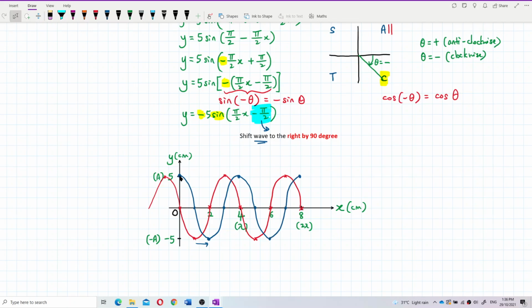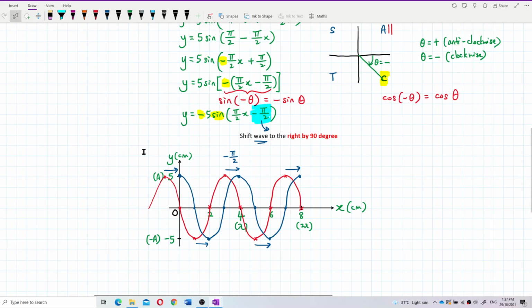So that's the graph, shifted 90 degrees to the right. See that? That is what it means by minus pi over 2. You shift the wave to the right. So here also shifts to the right. It becomes like a cosine graph already. So it's also two wavelengths.